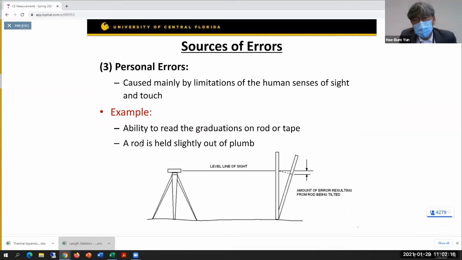The third source of error, which we will actually focus on, is personal error. That is caused mainly by the limitation of human senses of sight and touch. Examples are the ability to read the graduation on the rod or tape, or the rod being held slightly out of plumb. When we measure, we use our senses, so it could always be a source of error.